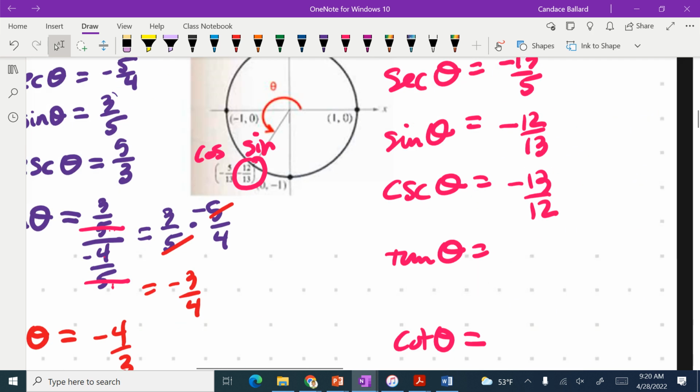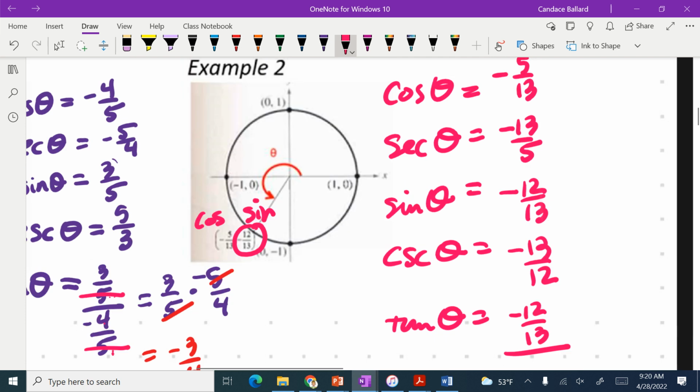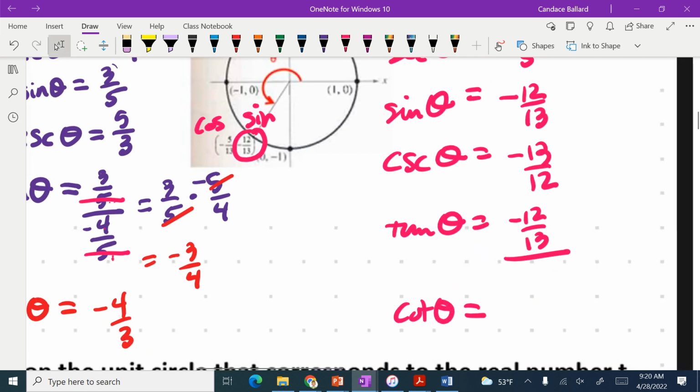What was our sine? -12/13. What was our cosine? -5/13. What happens with the 13s? Okay, shortcut, cancel. And then what happens with the double negative? Positive. Did you notice that we're not having to worry about all positive signing? We're not having to worry about the quadrant positive and negative thing right now, are we? With the coordinates, it's taking care of it for us.